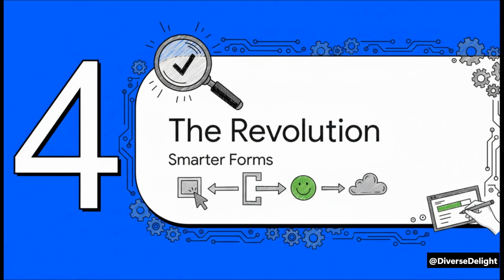Okay, this is where the magic really happened. Before HTML5, I'm sure you remember, filling out a form could be so frustrating. It was a total guessing game. But HTML5 gave the browser itself the intelligence to guide us, to stop us from making mistakes before they even happen.